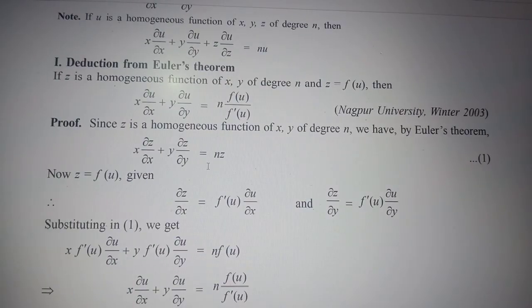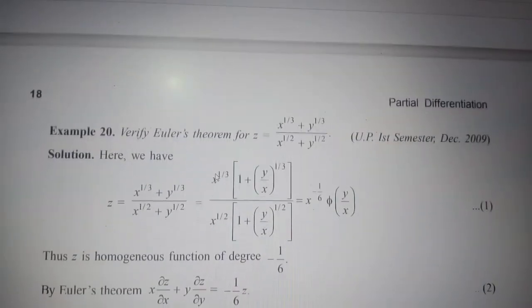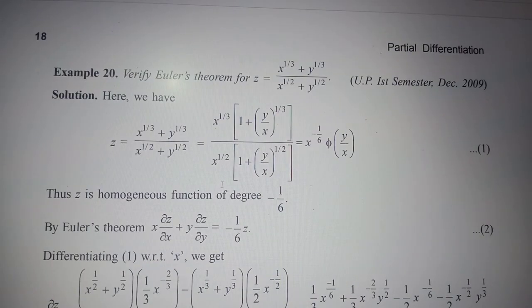So how to verify this Euler's theorem? Here z is equal to x power 1 by 3 plus y power 1 by 3, divided by x power 1 by 2 plus y power 1 by 2.